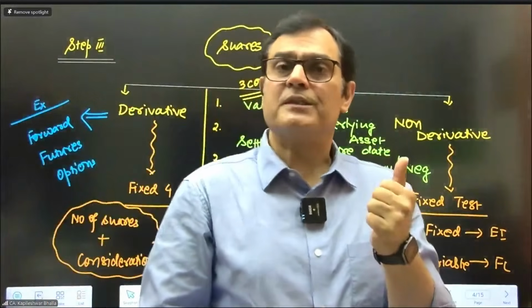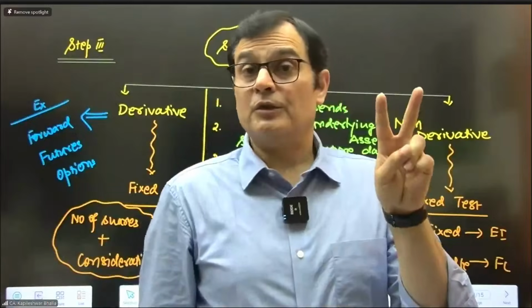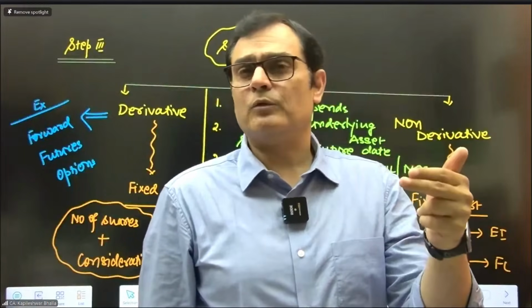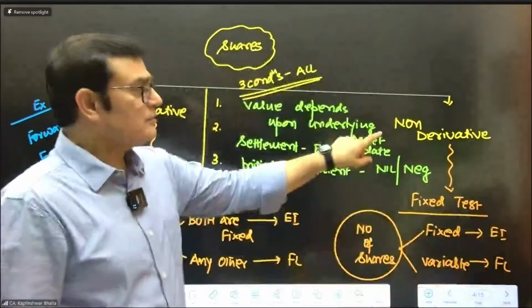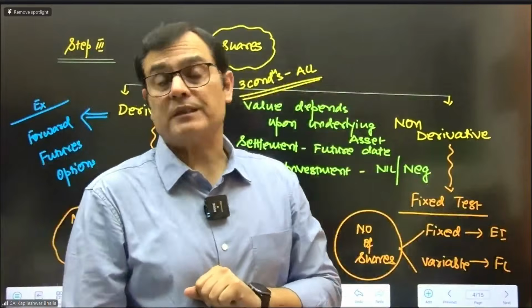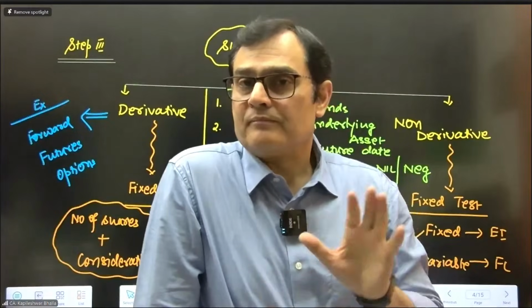Remember the test. If it is derivative, fixed for fixed test: you need to see the consideration fixed and the number fixed. That is equity, any other combination liability. In terms of non-derivative, we just focus on the number: if the number is fixed, it is equity, and if it is variable, it's a financial liability.